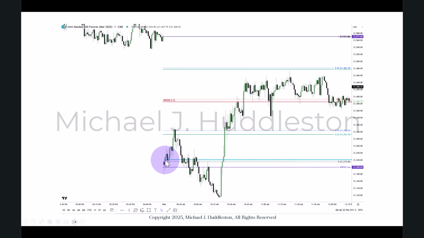First presented fair value gap. I know it's small, but that's what you have to note. Then we have our bearish SIBI. Market trades up into that, breaks lower.